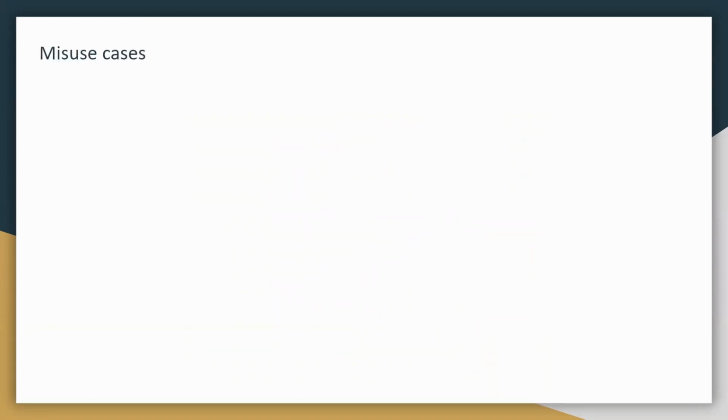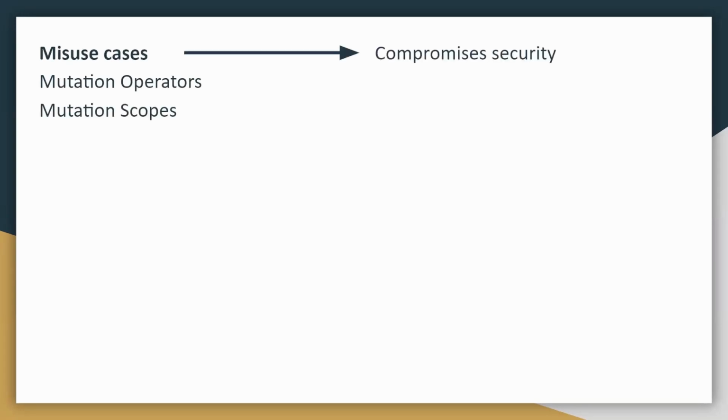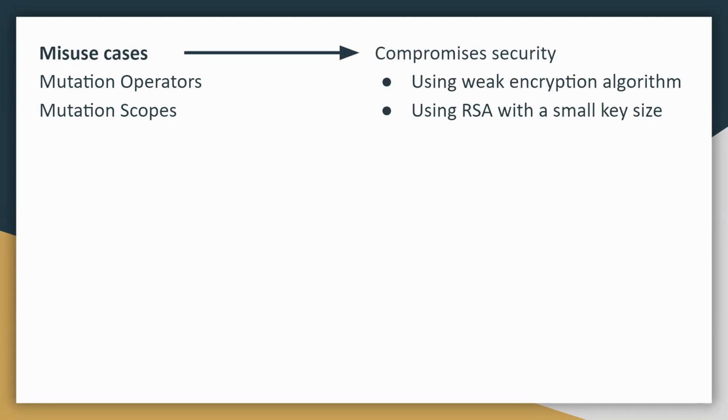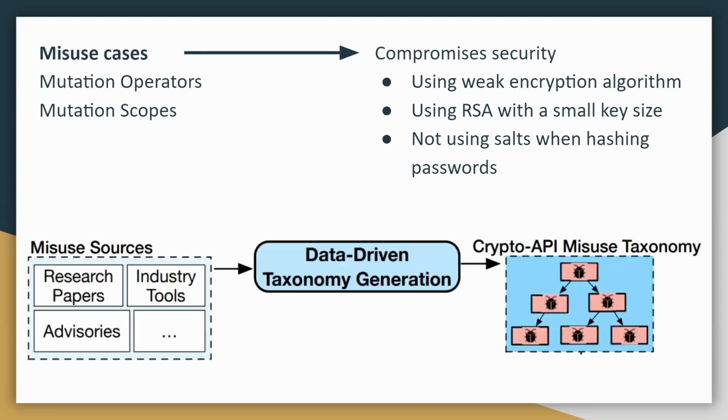MASC makes it easy with the help of misuse cases, mutation operators, and mutation scopes. Misuse cases are ways that compromise the security of an application. For example, using weak encryption algorithm, using RSA with a small key size, and not using salts when hashing passwords are examples of misuse cases taken from the data-driven taxonomy of misuse cases that powers MASC.